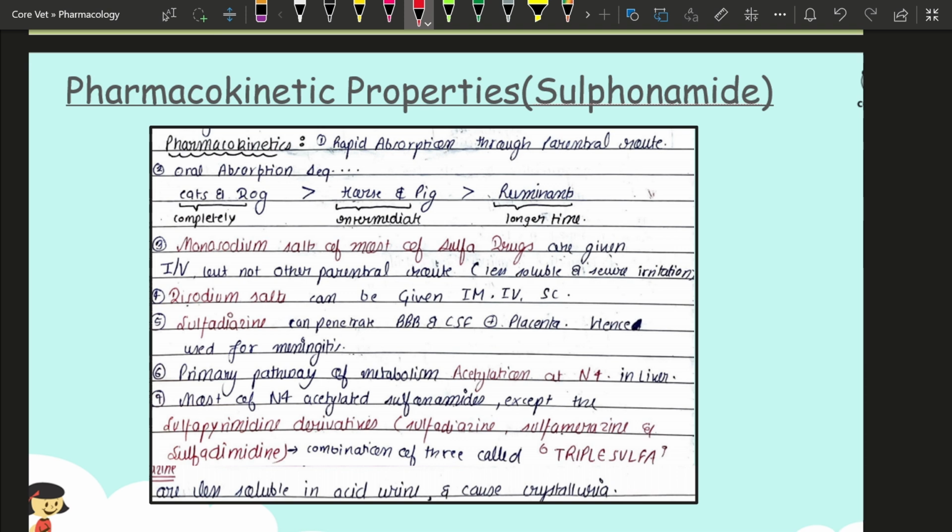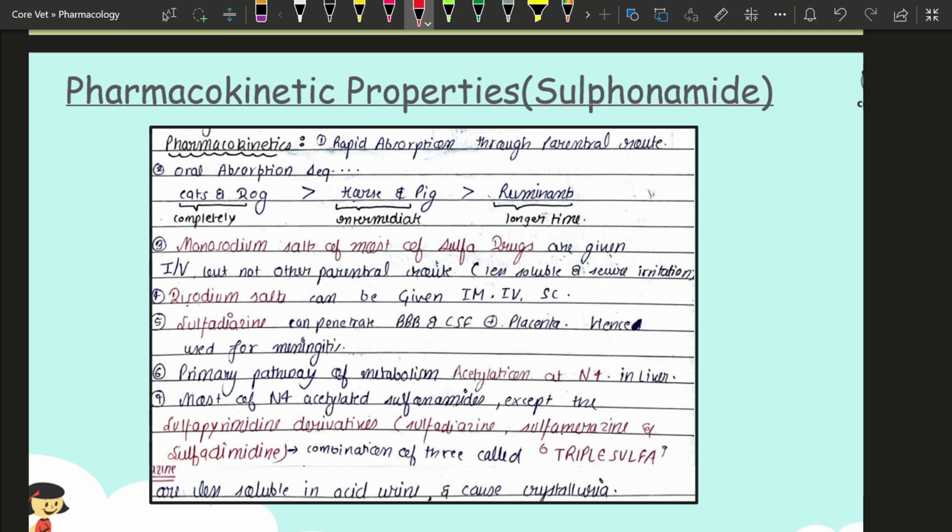Because in the ruminants, what happens? There is the rumen. The rumen will lead to the dilution of this particular class of drug, sulfonamide, or any drug. For most drugs that we are going to apply in the case of the ruminants, we generally prefer the parenteral route.